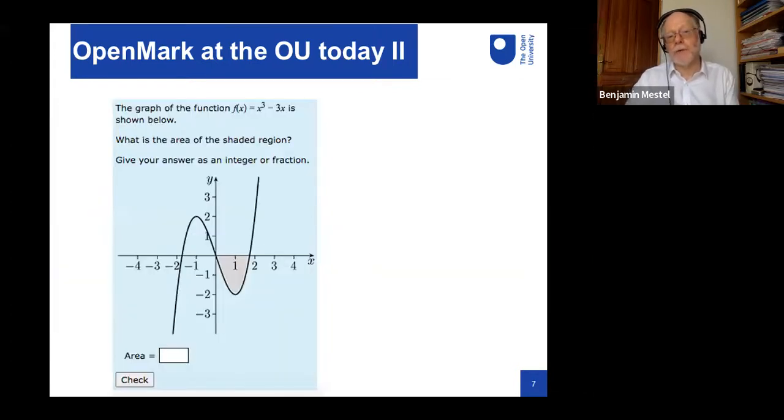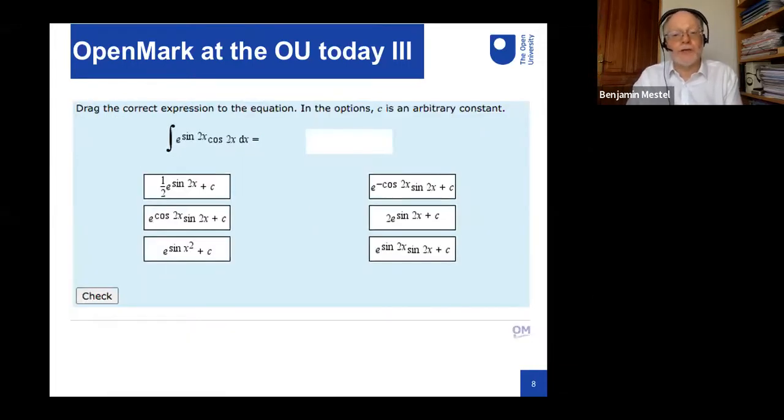Here's another example of obviously a graph, and you have to work out the integral and then put the number in. And here's another one, which is drag and drop. So drag and drop, of course, is very common, but again, it was perhaps less common at that time. And this was also a capability of OpenMark.